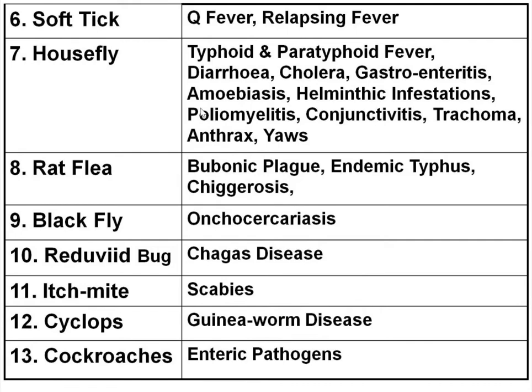Next is black fly. It transmits onchocerciasis. Next, the reduviid bug. It transmits Chagas disease. Next, itch mite usually transmits scabies. Next, Cyclops transmits guinea-worm disease. The last group is the cockroaches. They act as enteric pathogen carriers which transmit food poisoning or intestinal diseases. So these are the various arthropods of medical importance and the diseases transmitted by them.